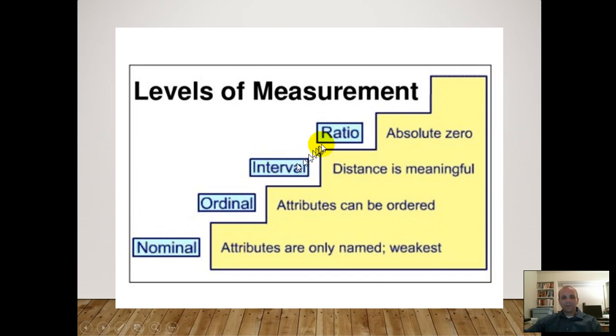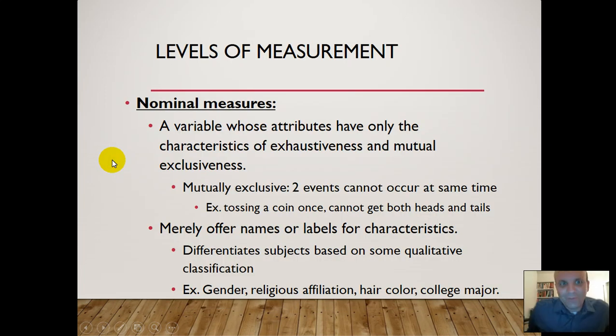So if you think about it that way, in a ratio, there's an absolute or a true zero involved. A nominal variable is the weakest level of measurement, and generally they're qualitative assessments. Values that are placed on them are qualitative in nature. Hopefully I'll make it make sense in a sec. But a nominal measure is a variable whose attributes have only the characteristics of exhaustiveness and mutual exclusiveness.